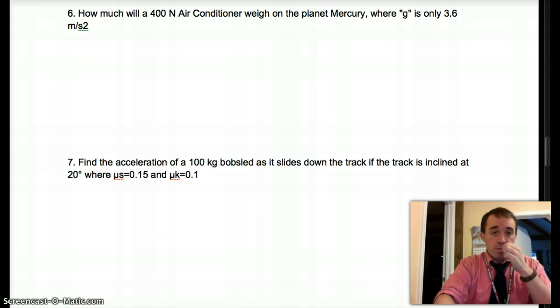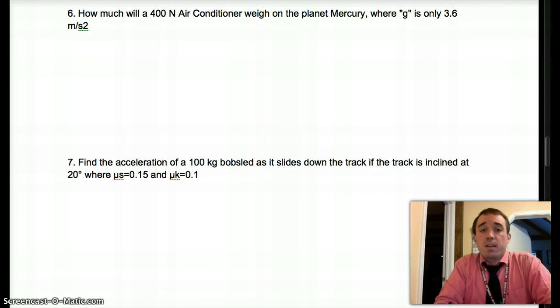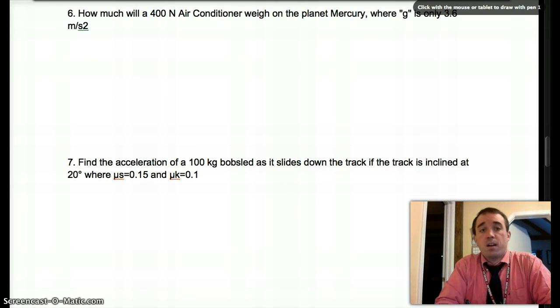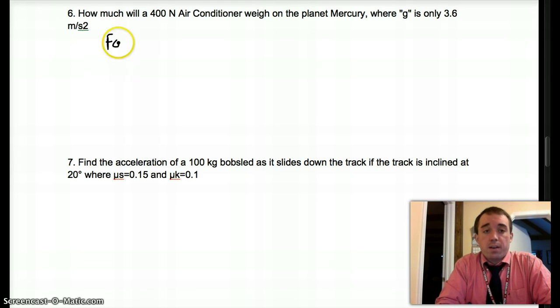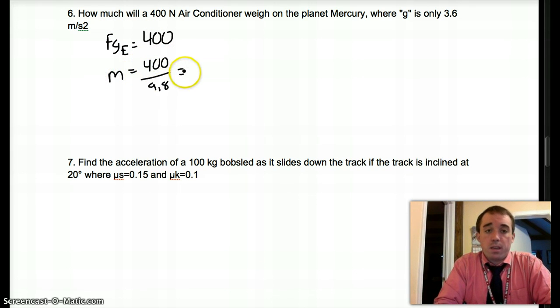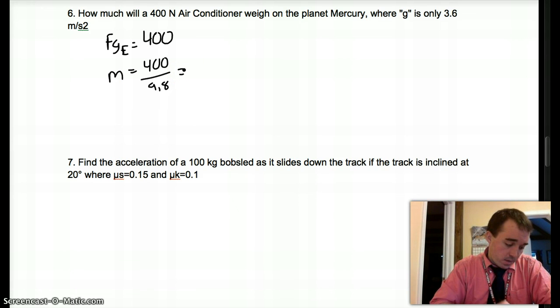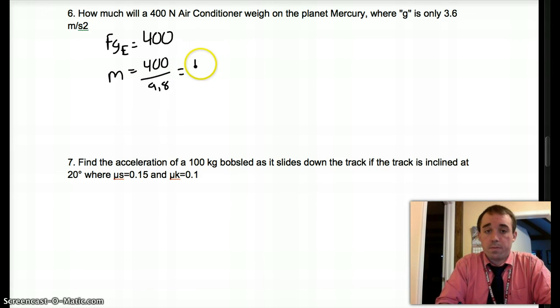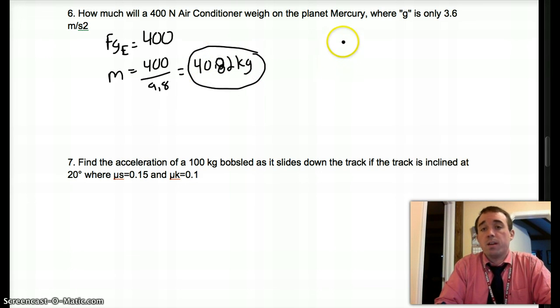How much will a 400 newton air conditioner weigh on the planet Mercury? 400 newtons is our weight on Earth. To find our mass, which is a property, you take the 400 divided by the g on Earth, which is 9.8. 400 over 9.8 is 40.82 kilograms. This is a property. This doesn't change, so I can bring that to Mercury.